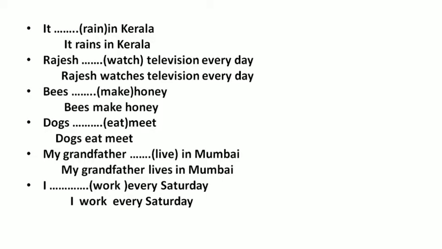Dogs dash eat meat. Here also, dogs eat meat. Dogs is plural as in the case of bees as well, so eat is used along with do. My grandfather is singular, so my grandfather lives in Mumbai. I dash work every Saturday. I work every Saturday. So do plus work here becomes work in the sentence.